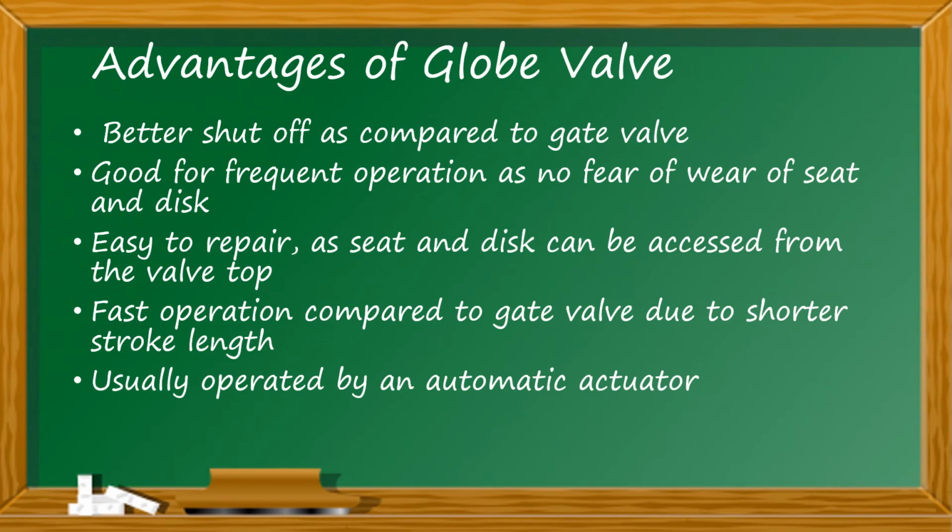The globe valve provides better shutoff as compared to the gate valve. It also allows frequent operation as there is no fear of wear of seat and disc, and it is easy to repair as seat and disc can be accessed from the valve top. It has fast operation compared to the gate valve due to shorter stroke length, and is usually operated by an automatic actuator.